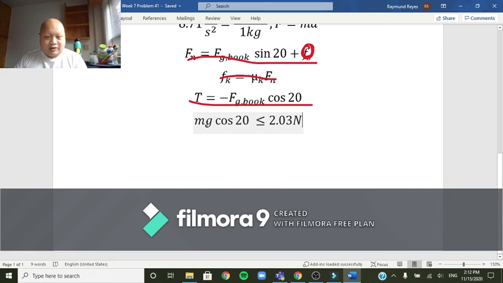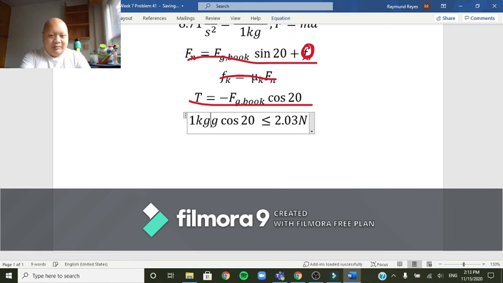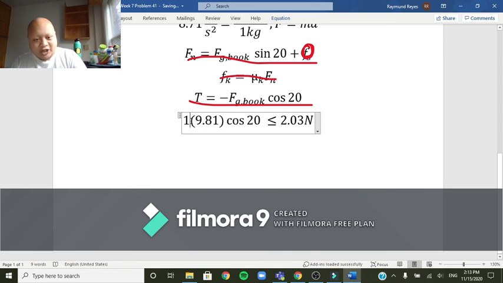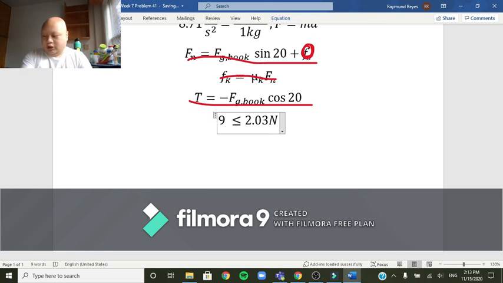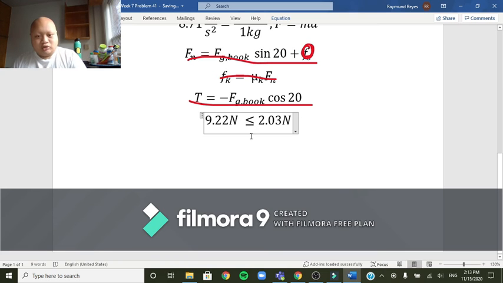So we do have the mass, which is 1 kilogram. And then we know that g is 9.81 and not 10. And then we multiply these two, and then what I got would be 9.22 newtons. So this Boolean is not true, so therefore the book will yeet. So because 9.22 newtons, which is the direction that the book would go, is more than the 2.03 newtons that the friction needs to be in order for the book to stay. So the book will yeet.